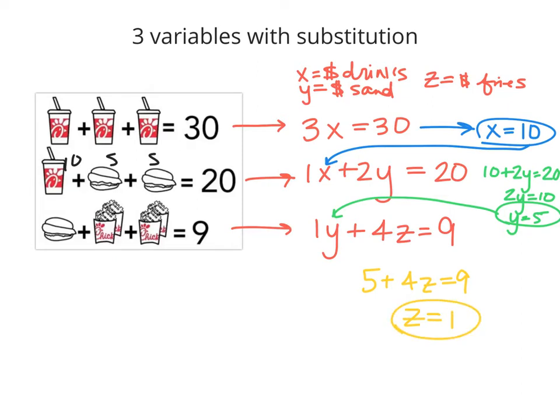Now, the problem is this is not real world. Like, I don't know if you're going to go with your friends to Chick-fil-A and one person's just going to buy 3 drinks, one person's going to buy a drink and 2 sandwiches, and the next person's going to buy a sandwich and 4 fries. The bottom part is actually not that bad for me. It's the 3 drinks part that's throwing me off. So let me give you a little bit more of a real world example and show you another method for solving.